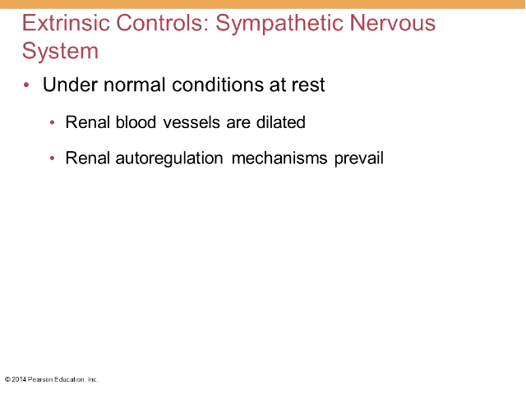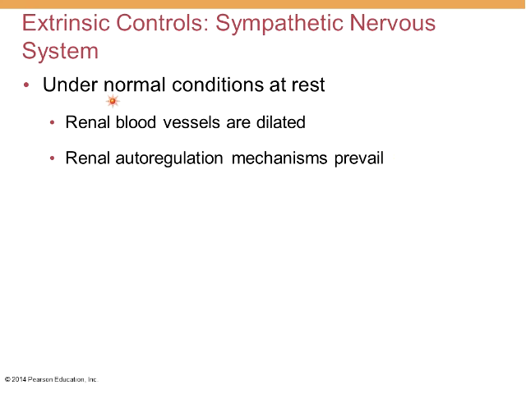So the extrinsic controls, we have the sympathetic nervous system. Under normal conditions at rest, the renal blood vessels are dilated. That's the way they work. The renal autoregulation mechanisms prevail. Remember, the sympathetic system only kicks in when it's trying to shunt blood to the arteries of our skeletal muscles and our heart and our lungs. That fight or flight mechanism. So it steals blood from our digestive system and our renal system.